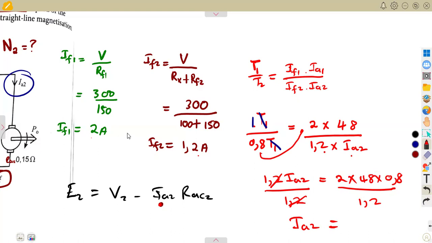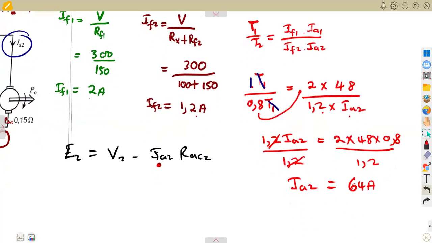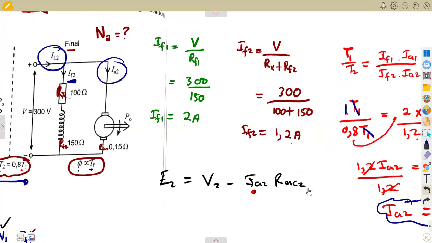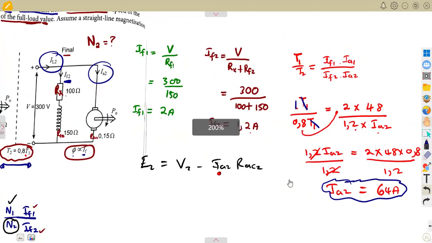So this was going to give us the armature current of the second, which is the final circuit. And that was 64 amps. The purpose of this armature current is that we need this value in order for us to calculate the generated EMF. So now we can substitute everything.